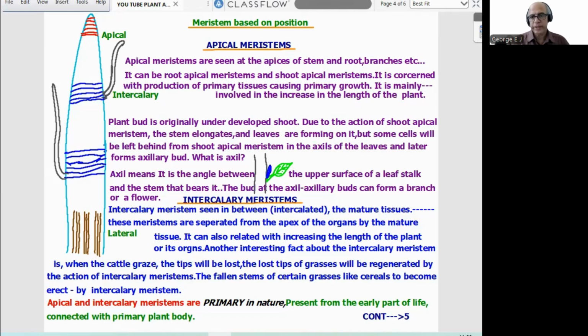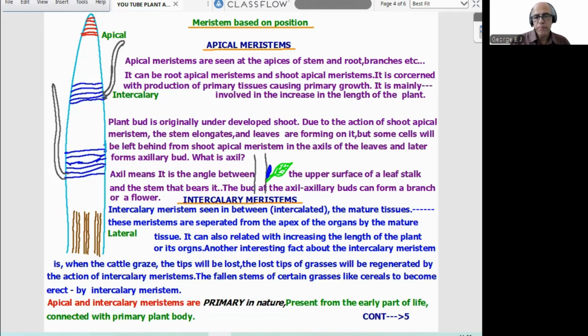Another interesting fact of this intercalary meristem, that was a previous question when this topic was specifically in the syllabus: cattle will graze the leaf tips. So when the leaf tip is lost, or the stem tip is lost by grazing cattle when they consume it, the lost tips of grasses will be regenerated by the action of the intercalary meristem.